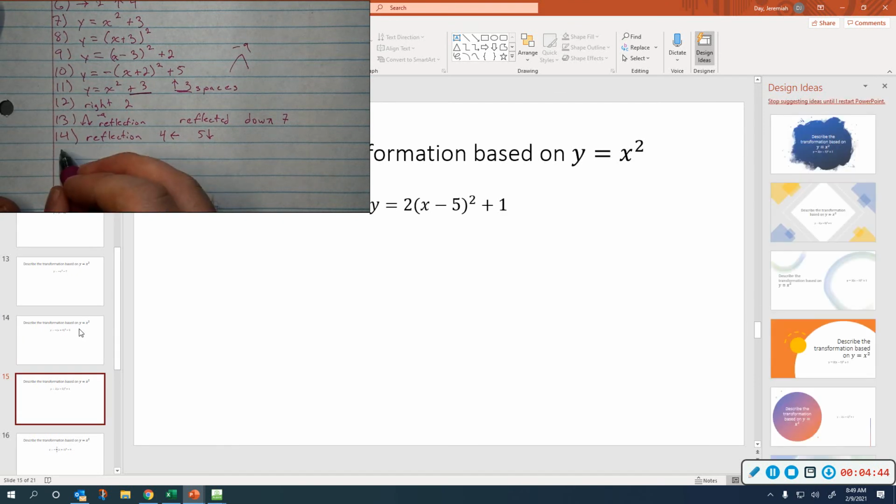Try 15. Okay, this one was positive, so it's going to open up. And this one, that 2 in front, remember 2 is bigger than 1, so this is going to be a stretch. Whenever you stretch or shrink, you multiply by that number. So this one's going to stretch by 2 times that amount. That minus 5, remember x lies, so it's actually going to go to the right 5. That plus 1 is going to go up 1 space.